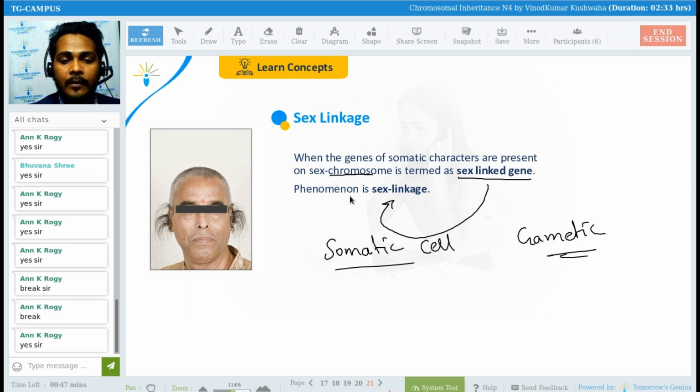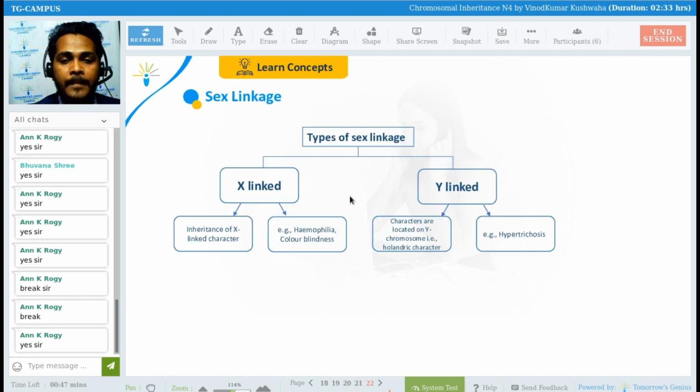So here you can see the one character. So this type of sex linkage, there are basically two types of sex-linked gene. One is called the X-linked and the other one is called the Y-linked gene, right? X-linked and Y-linked gene. So X-linked, inheritance of X-linked characters.